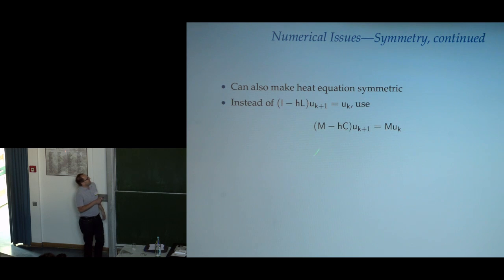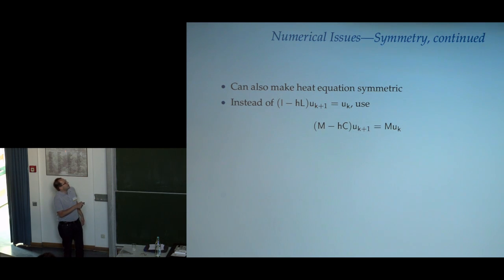So same thing here. If you have the heat equation, you want to solve this thing here. Instead of having I minus hL times U_{k+1} equals U_k, you multiply everything by M. And now this again is a symmetric matrix. M is symmetric and C is symmetric. And you can solve this instead of I minus hL.